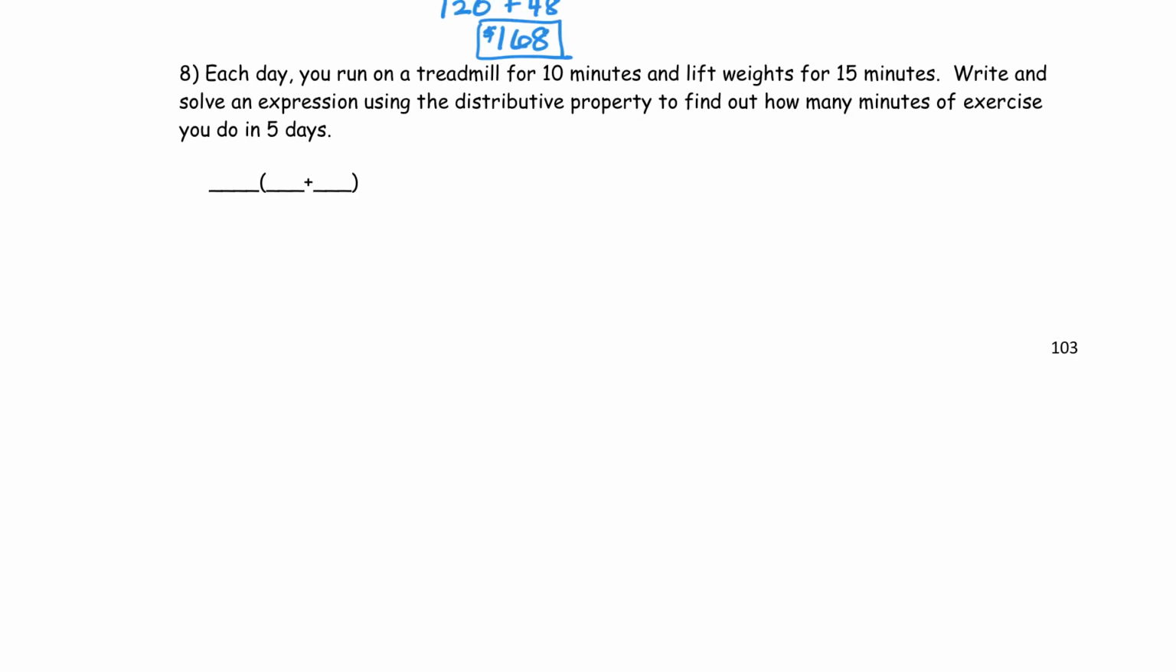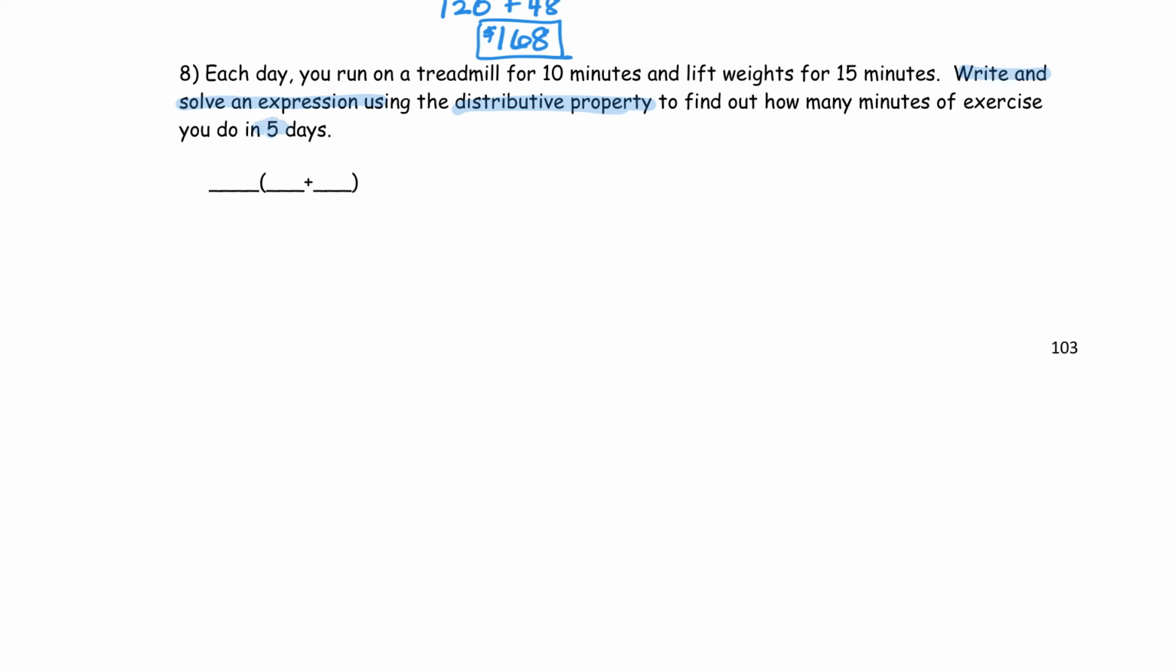Let's go ahead and look at number 8. Alrighty, number 8. Each day you run on a treadmill for 10 minutes and lift weights for 15 minutes. Write and solve an expression using the distributive property to find out how many minutes of exercise you do in 5 days. So basically they're saying for 5 days they're doing the same thing. So the question here is going to be write and solve an expression, and I definitely want to make sure I use that distributive property to find out how many minutes of exercise you do in 5 days.